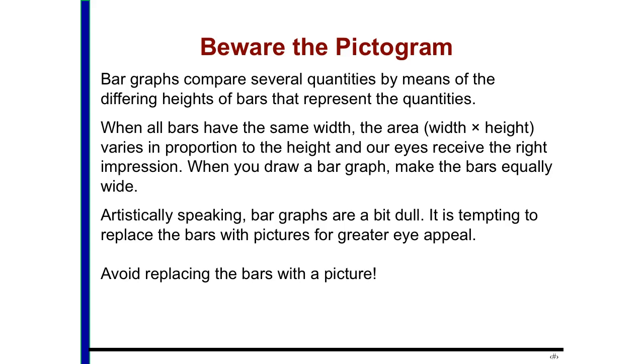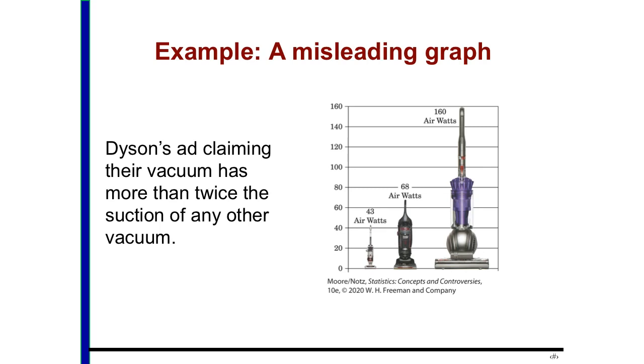And here's an example I'll show you. All right, here we're comparing vacuum companies. Dyson's ad is claiming that their vacuum has more than twice the suction of any other vacuum. So they're showing, this one up here would be the Dyson.